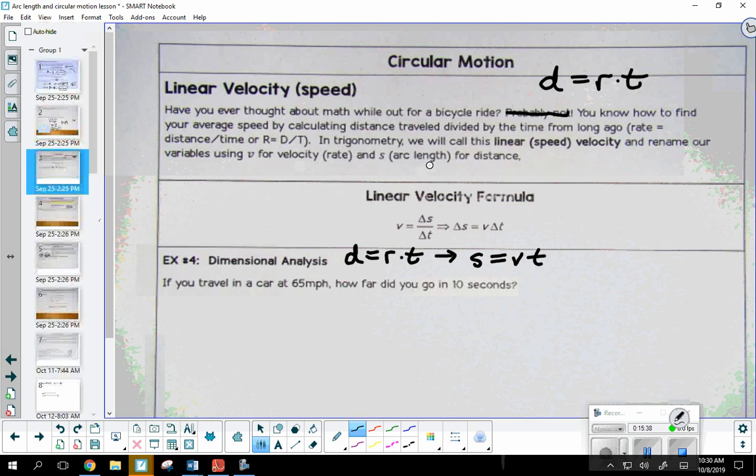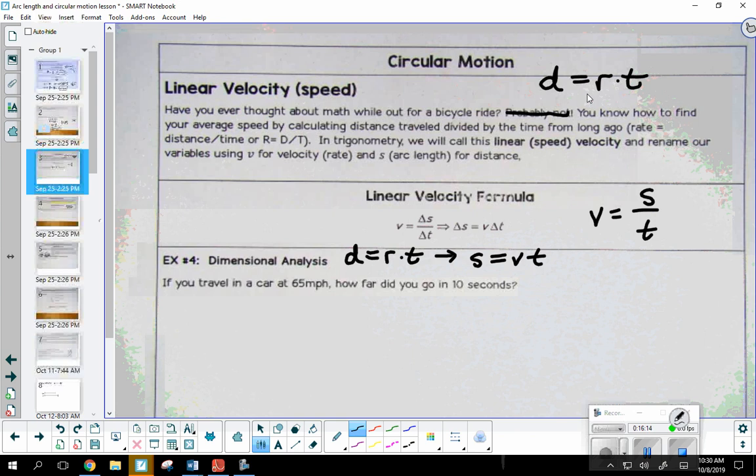S is going to be our arc length. This is the distance that we've traveled. And of course T is going to remain time. So you'll notice here I've kind of equated the two. D equals RT is also going to be used here as S equals VT, just with the concepts we're looking at here. Now if I want to find the linear speed, our formula right now is to take the distance traveled, that's my arc length, divided by the time it took. This will be changing in just a little bit because I'm going to introduce angular velocity.